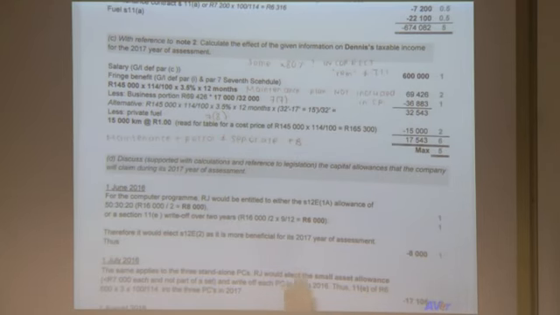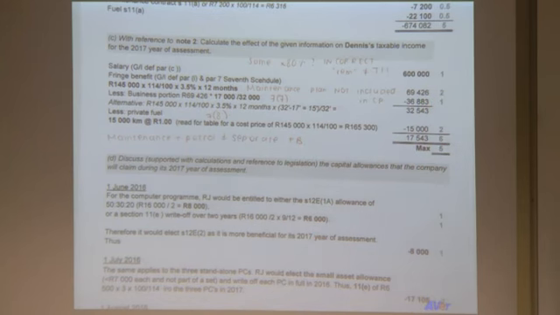So then part C says, with reference to note 2, calculate the effect of the given information on Dennis's taxable income. So this is the same fringe benefit, but we're asking you to discuss it from the employee's perspective. The employee is receiving a salary, that's a specific inclusion into gross income. They're also receiving a fringe benefit. That's how you calculate it in terms of paragraph 7 of the 7th Schedule, and this is the amount received as the fringe benefit. That was 2 marks for calculating it correctly.